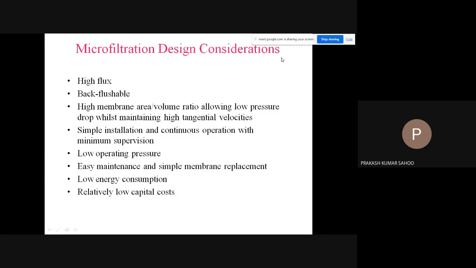Microfiltration design considerations: high flux, back flushable, high membrane area to volume ratio, allowing low pressure drop while maintaining high tangential velocities, simple installation and continuous operation with minimum supervision, low operating pressure, easy maintenance and simple membrane replacement, low energy consumption, and the last one, relatively low capital cost. So these are the things.